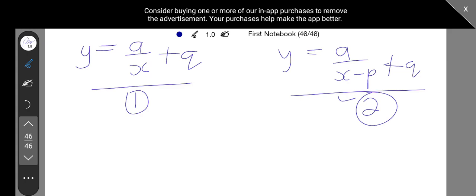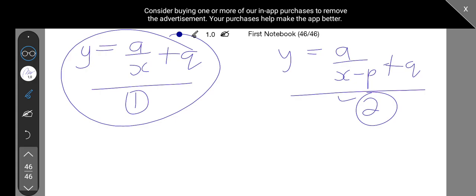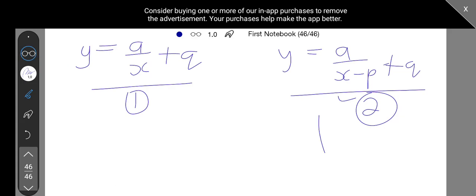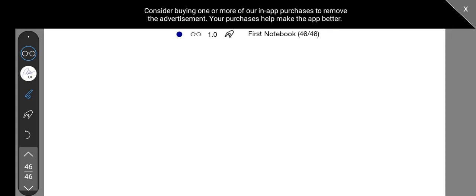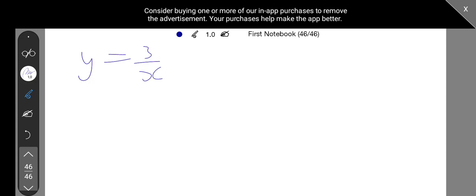Okay, so initially, before we do anything, we have this graph, and this one will arise from this one. This means that we're going to shift this one to form this one. Let me give you an example. Suppose we have a graph that is given as y is equal to 3 over x, let's say plus 1. This graph is given in the form y is equal to a over x plus q. Check the value of q.